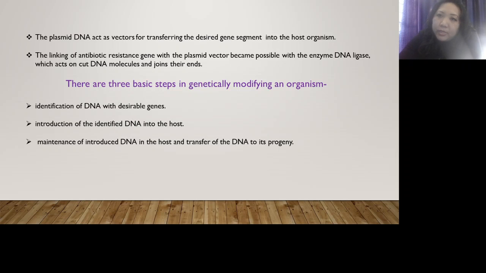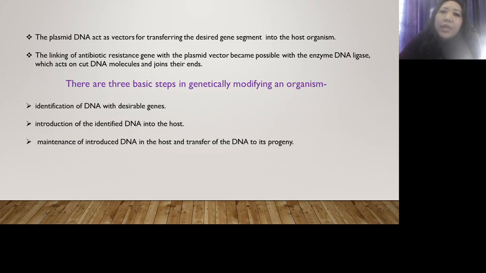Now let us see what is a plasmid. Plasmids are the extrachromosomal DNA present in bacteria which have a very high copy number and have their own ORI sequence. The plasmid DNA acts as a vector for transferring the desired gene segment into the host organism. The linking of the antibiotic resistance gene with the plasmid vector became possible with the enzyme DNA ligase, which acts on the DNA molecules and joins their ends.